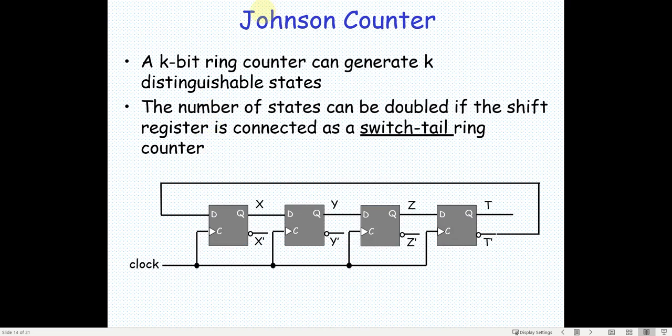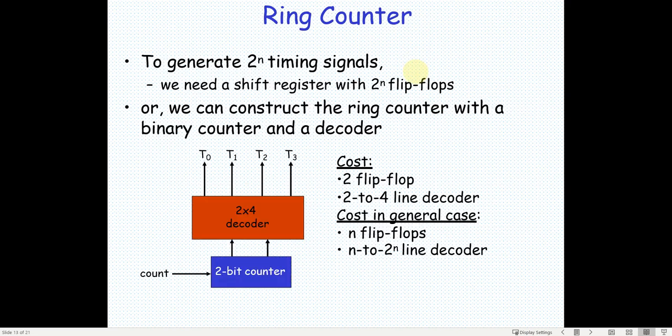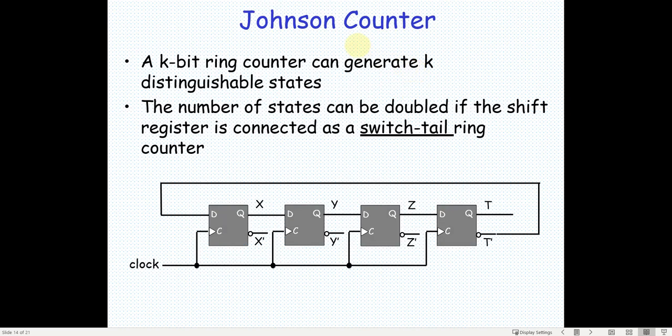Now another type of counter is the Johnson counter. So you need to understand these concepts properly, because in an interview they might ask you, what is the advantage of a Johnson counter with respect to the ring counter? So these are very fundamental questions which you should know.